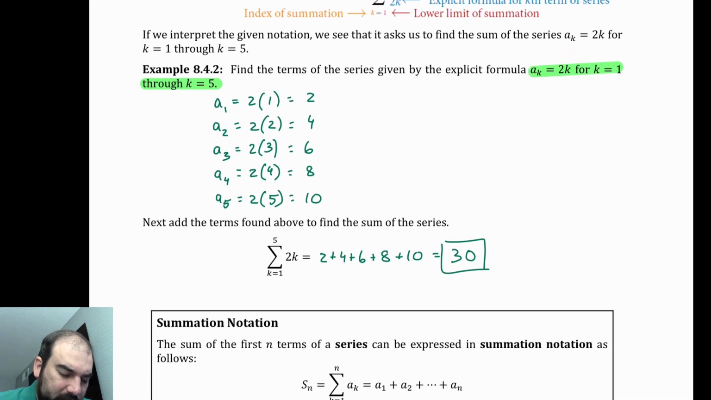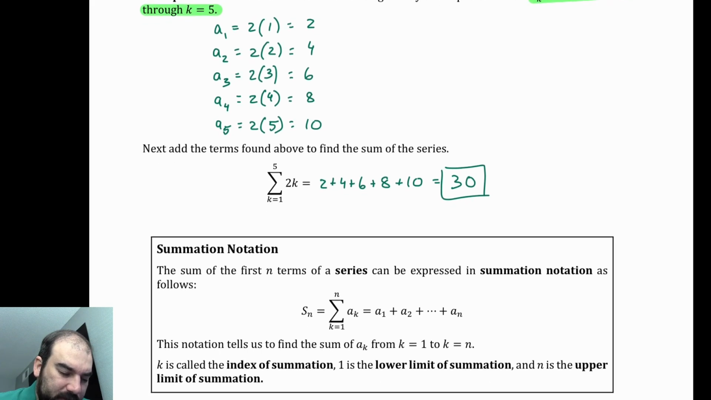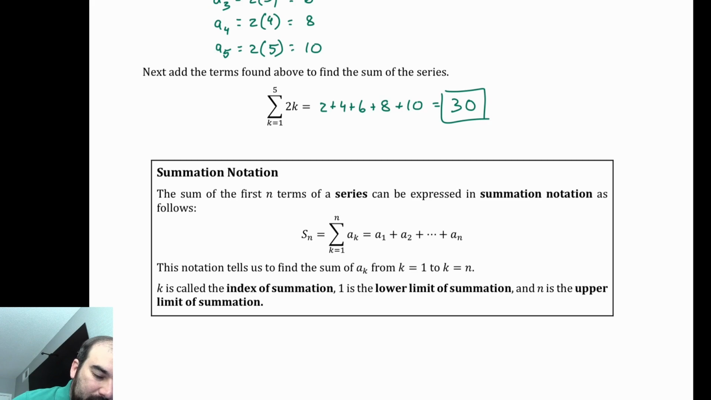Are there any questions on the notation, the sigma notation? Okay. Here's a recap of the whole summation notation.